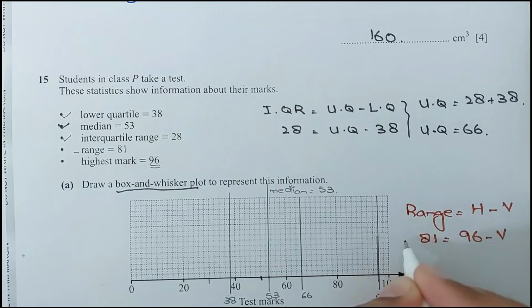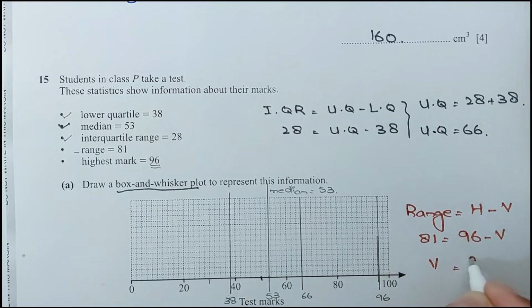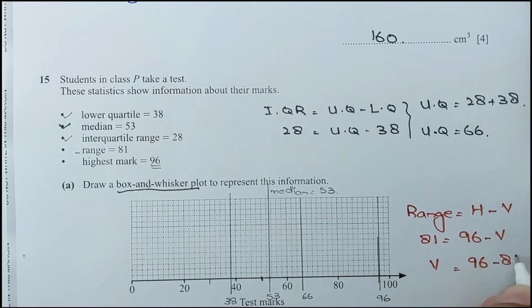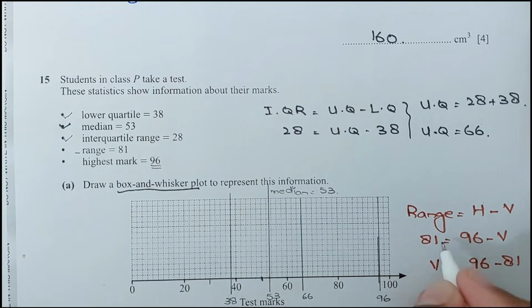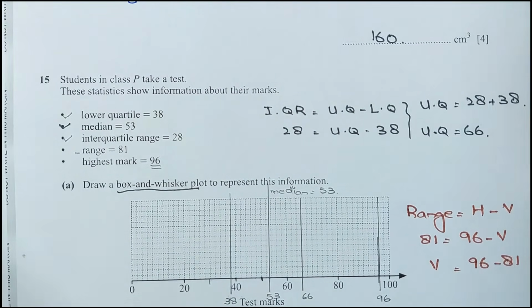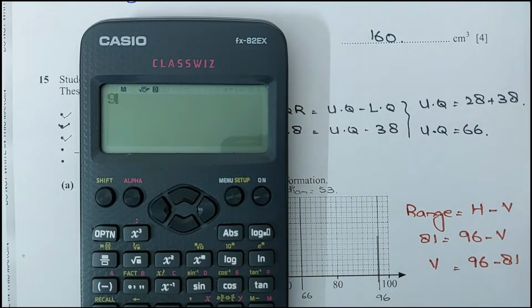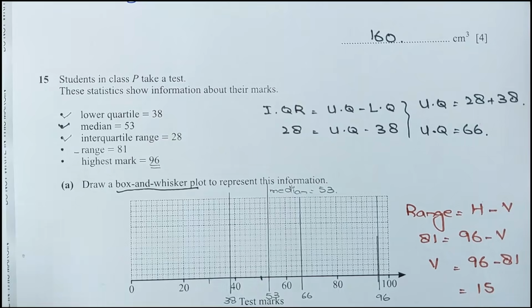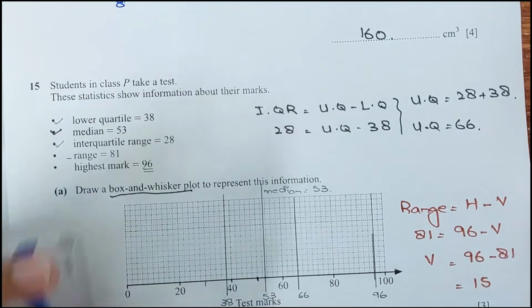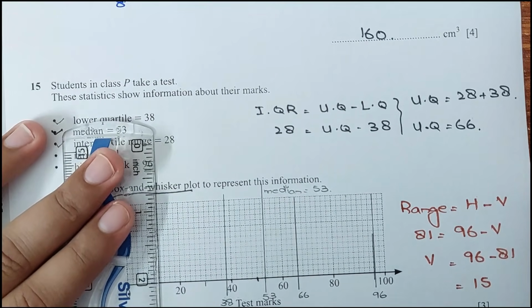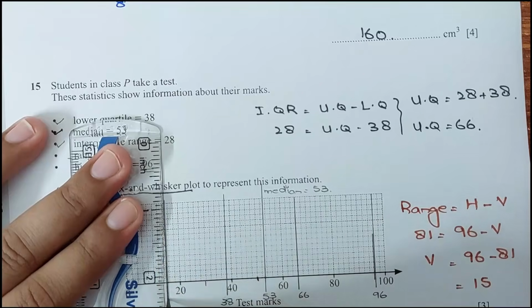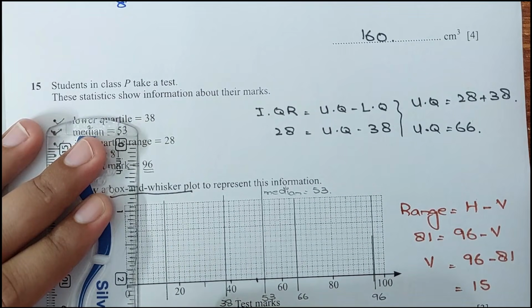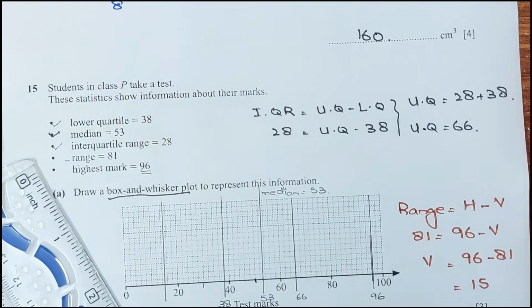Subtract the lower one. Shifting the lower to the other side, this is 96 take away 81. The lower on the other side is positive, this becomes negative. From 96, take away 81, the lowest marks is 15. So 15 is the lowest one. So here we have 10, 12, 14, and in the middle we have 15. Now we can easily complete the box and whisker plot.